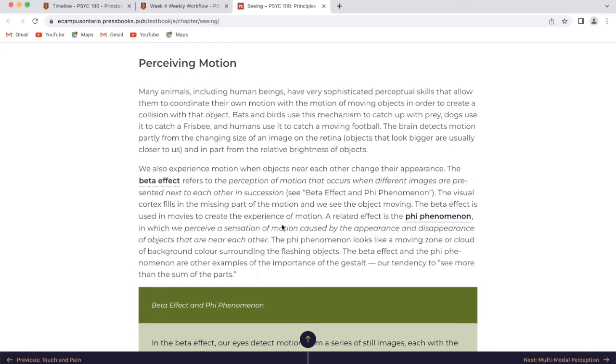The beta effect refers to the perception of motion that occurs when different images are presented next to each other in succession. The visual cortex fills in the missing part of the motion, and we see the object moving. The beta effect is used in movies to create an experience of motion.